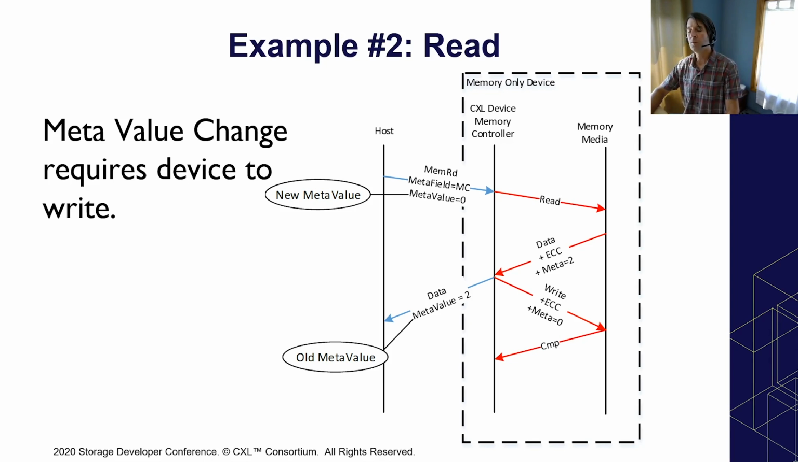And this write data, after the data has been returned to the host, should also be visible to future reads. So any read that came in after this data was sent needs to also observe the new meta value that's stored with this write.